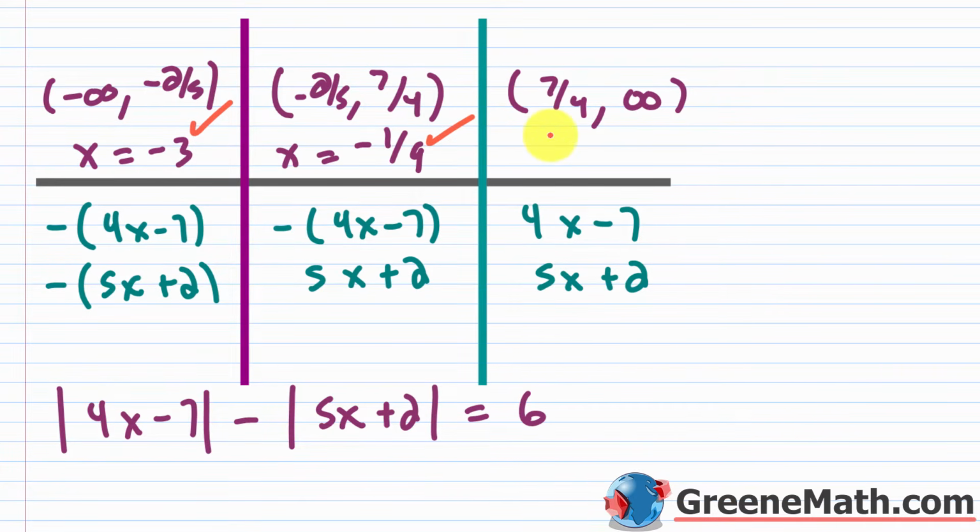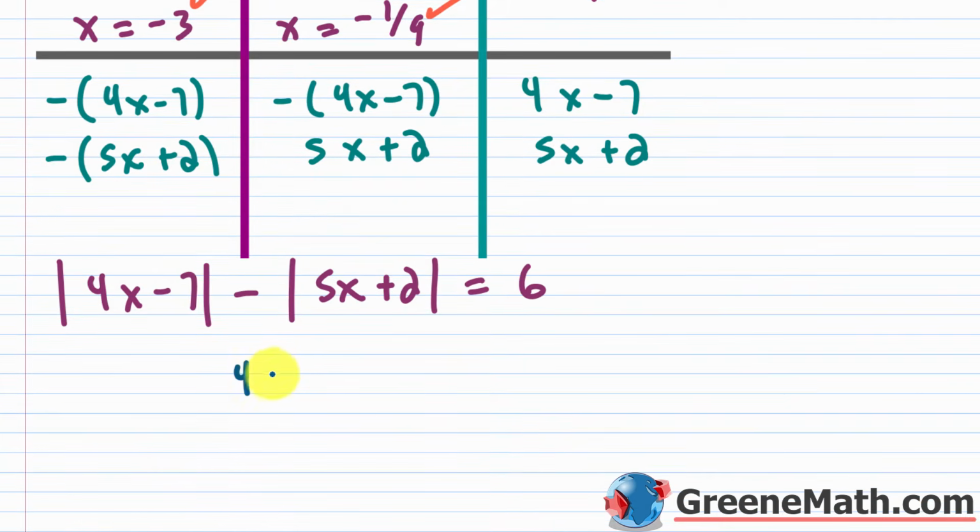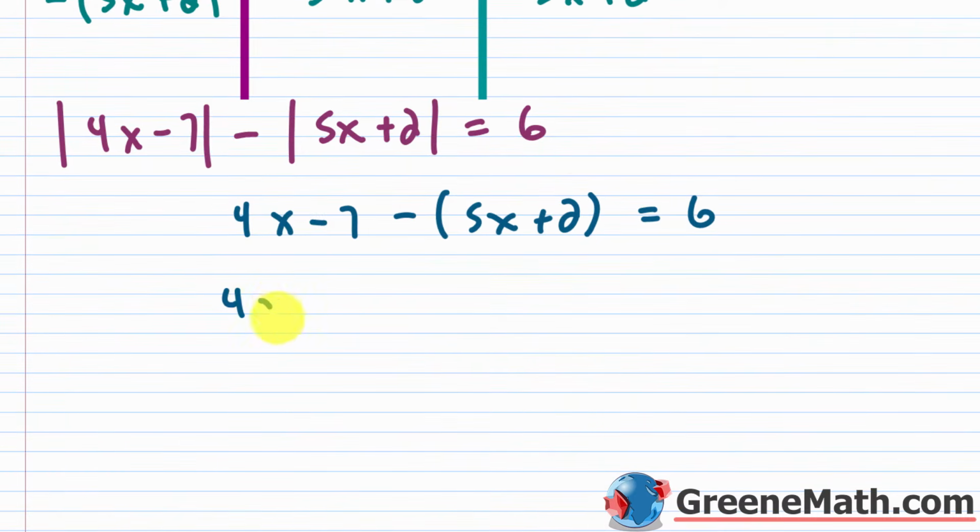Okay, let's look at this last interval. In this case, we can just drop the absolute value bars in each case. So we'll have 4x minus 7, and then minus, again, when I drop this, make sure to wrap this in parentheses. I want to subtract the whole thing away. Then this equals 6. So here you'll have 4x minus 7, then again, minus 5x, and then minus 2, just distributing this to each, and this equals 6.